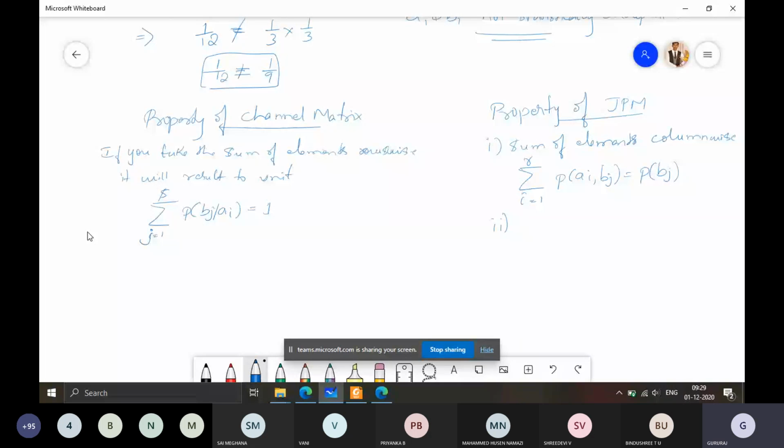Many are finding it difficult to remember this because you have not gone through the formulas properly. Next, the second property: sum of elements row wise. Since it is row wise, i will be common, so summation j is equal to 1 to S, P of Ai comma Bj is equal to what you will get, P of Ai.